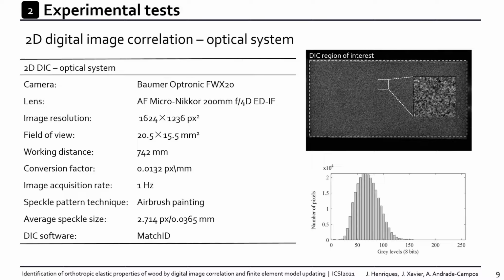Digital image correlation was coupled to the tests to evaluate the specimen deformation across the whole region of interest, integrating several annual growth rings. The optical system consisted of a Baumer Optronic camera with an AF Micro-Nikkor lens. The speckle pattern was created by airbrush painting with an average speckle size of 2.7 pixels. The lighting system and the exposure time were set to avoid pixel saturation and ensure the best contrast of the speckle pattern, while loading and image recording were synchronized during the test at an acquisition rate of 1 Hz.